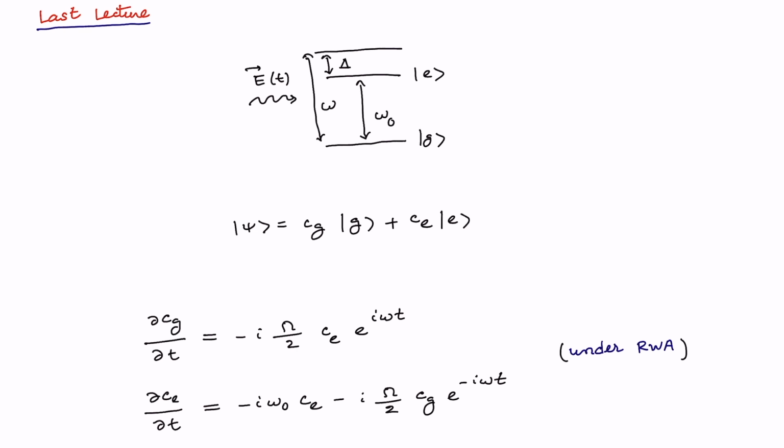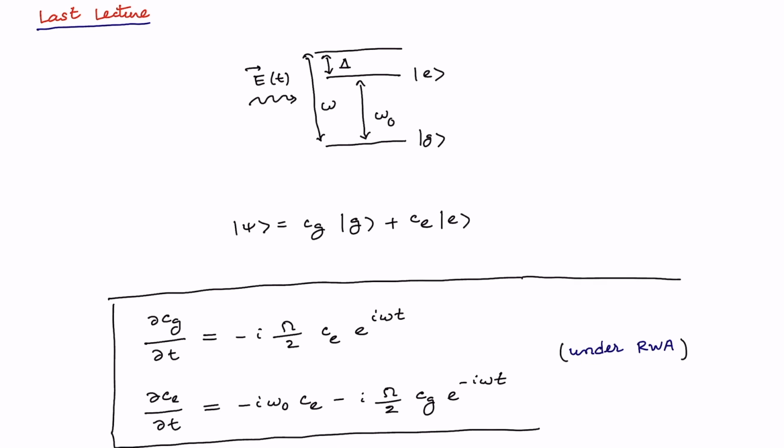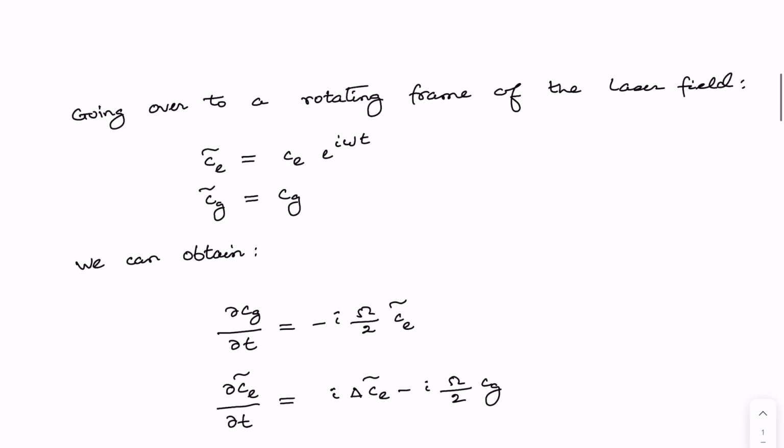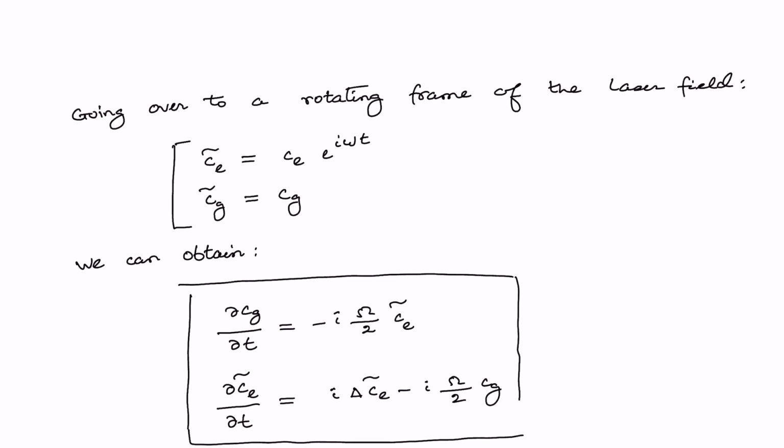In the last lecture, we obtained this coupled differential equation describing the dynamics of the two-level atom under the so-called rotating wave approximation when it is interacting with the classical laser field. Here these coupled equations show how the probability amplitudes evolve in time, and this capital omega is the so-called Rabi frequency, small omega is the frequency of the laser field, and omega 0 is the resonance frequency of the atom. Then going over to the rotating frame of the laser field, where we make this transformation, we obtain this set of coupled differential equations describing the dynamics of the atom in the rotating frame of the laser field.